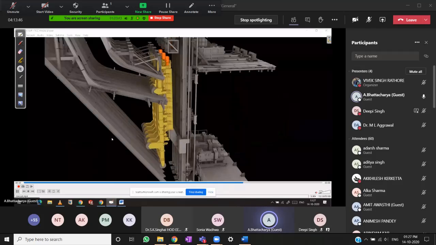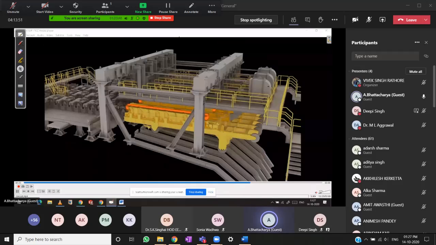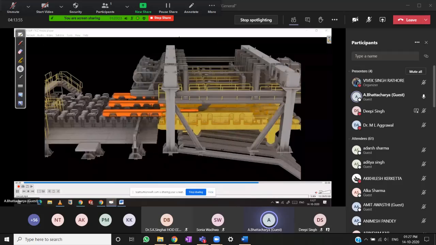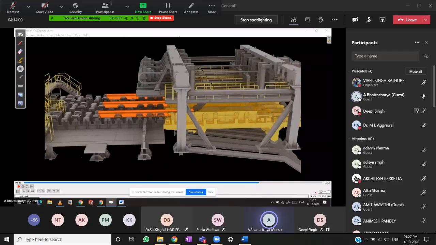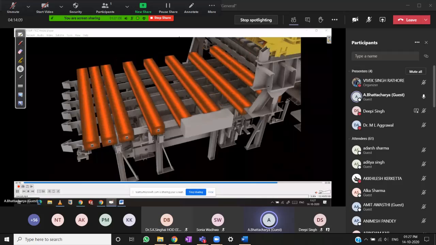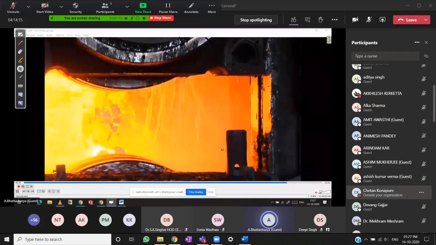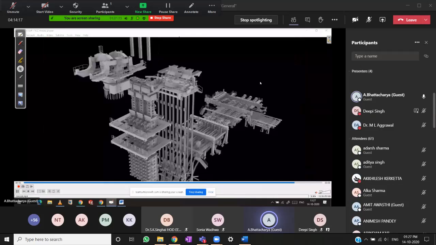Then it is sent for further processing. These are the billets, semi-finished steel. This is the billet which will be further processed in the rolling mill for the cross section, making it some useful material. So this is the roll. This is all about continuous casting.